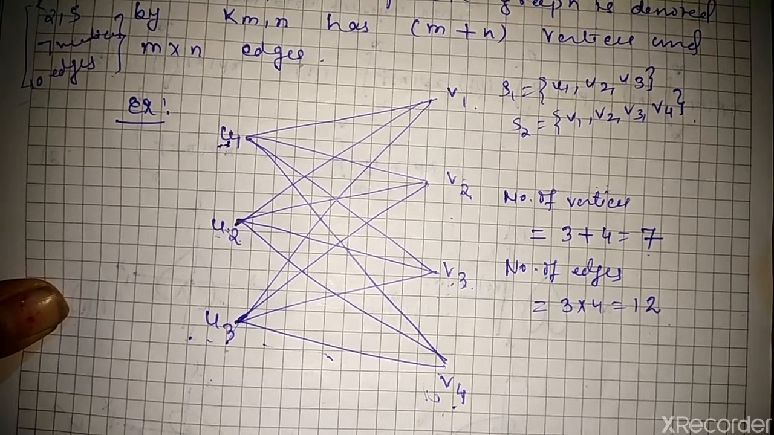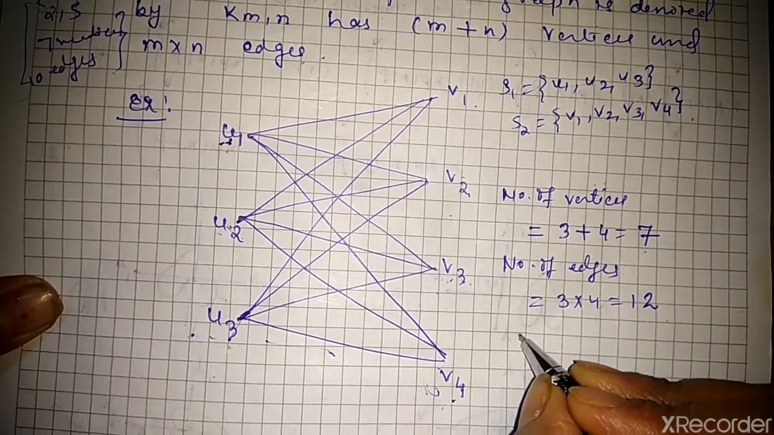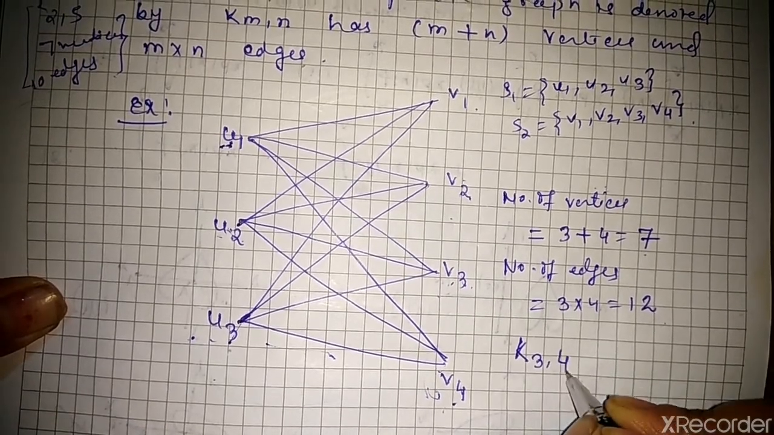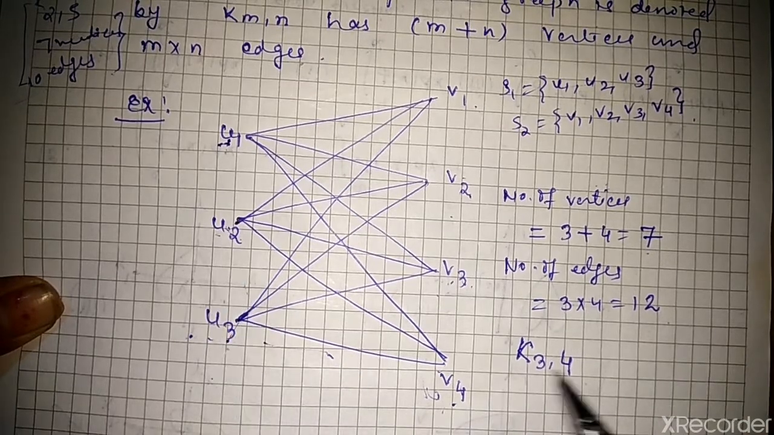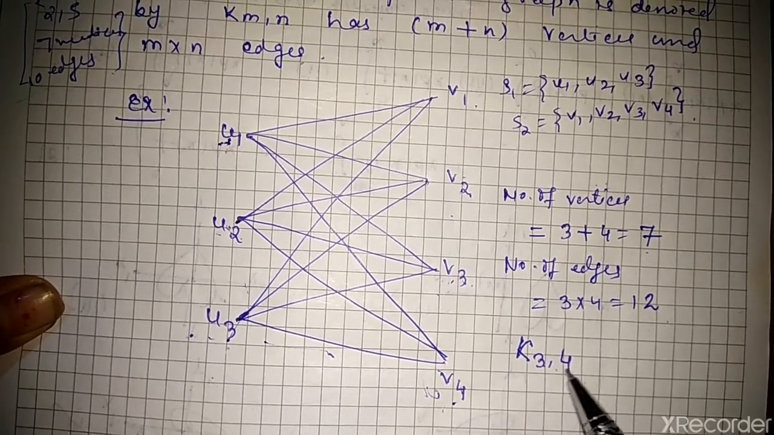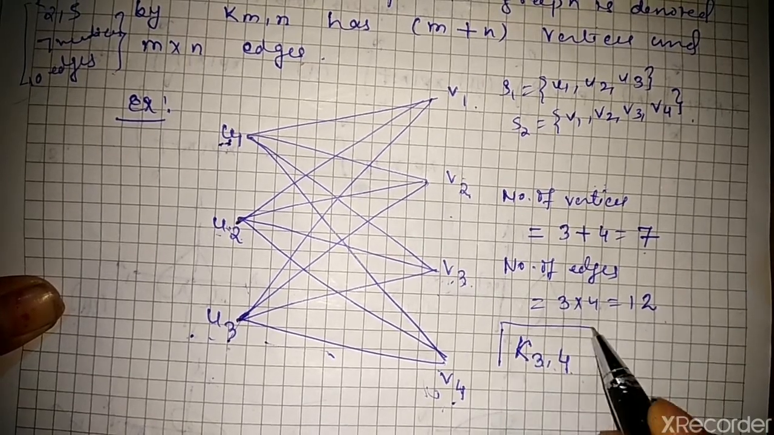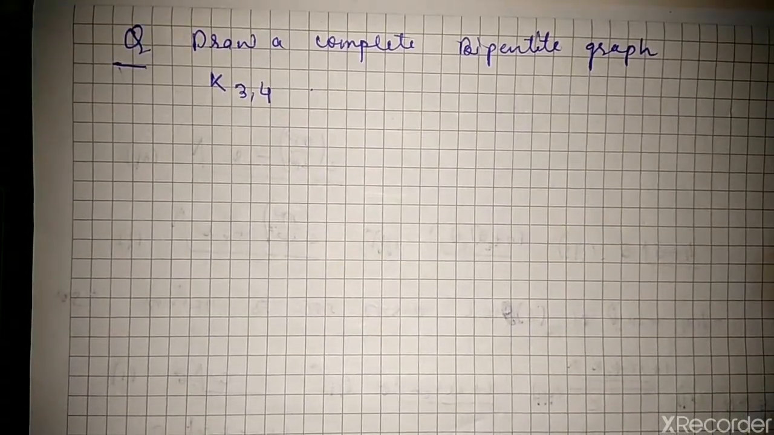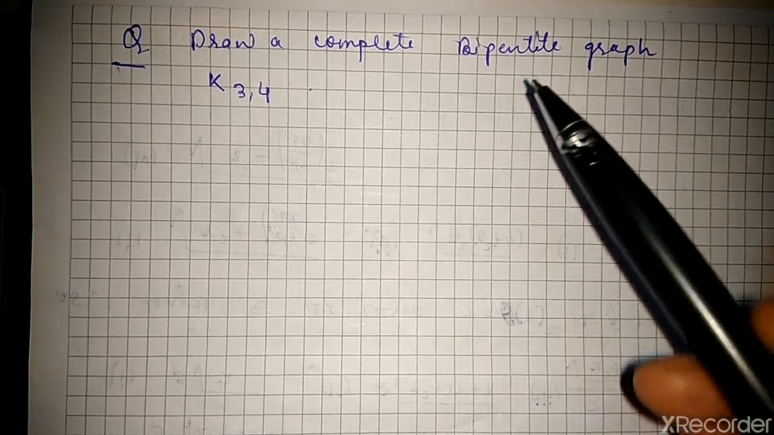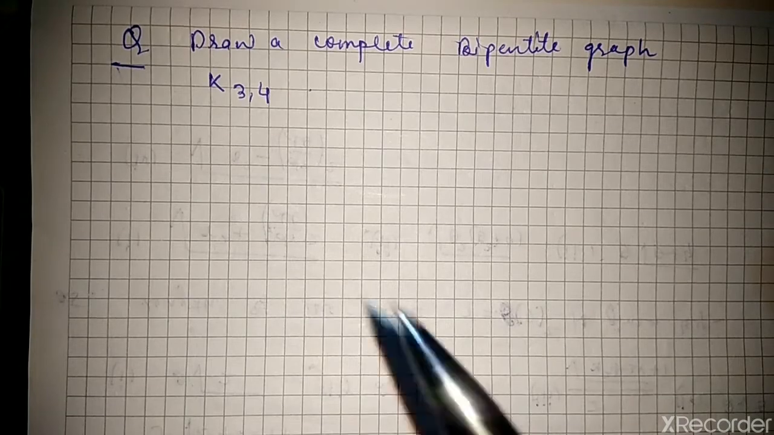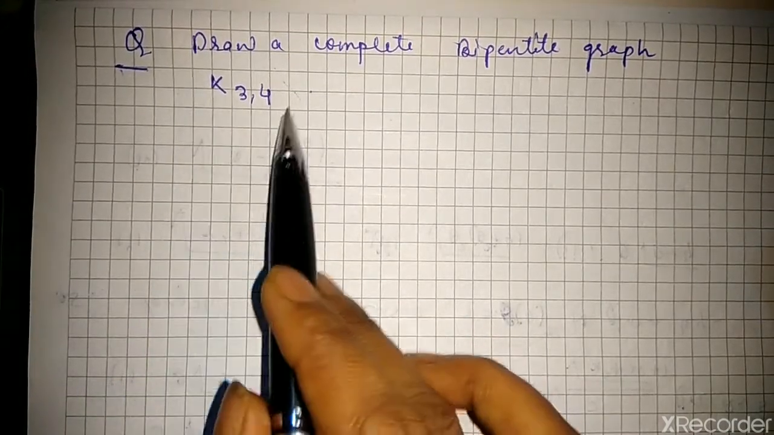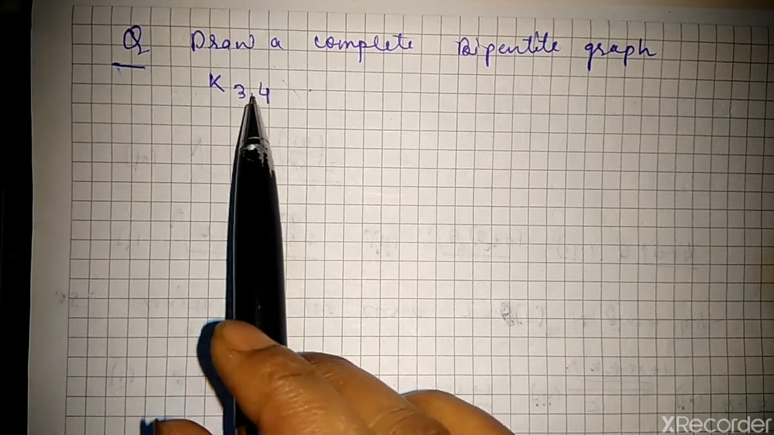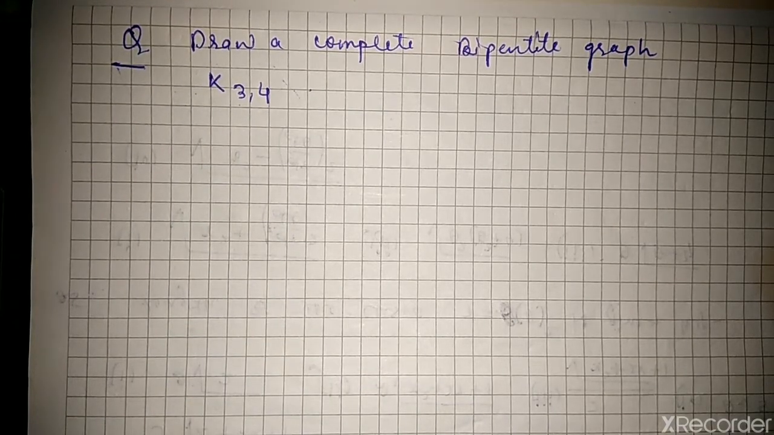Okay, so we define this complete bipartite graph as K3,4. Whatever is the number of elements on the left-hand side, we write first, 3, then comma, then 4. So this is the complete bipartite graph having 7 vertices and 12 edges. Next is the question: draw a complete bipartite graph K3,4. By saying K3,4, we understand that we have 3 plus 4, so the total number of vertices is 7. Fine. And the total number of edges is 12. We have done it in the previous one.